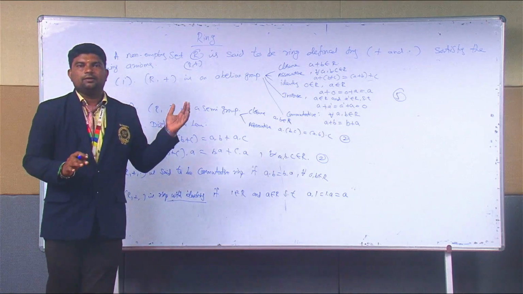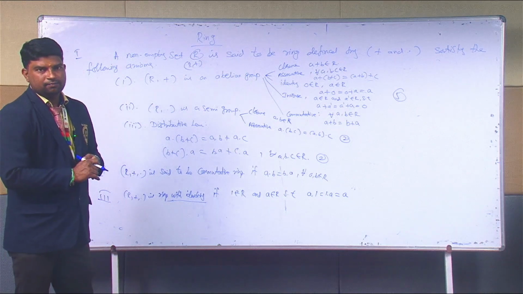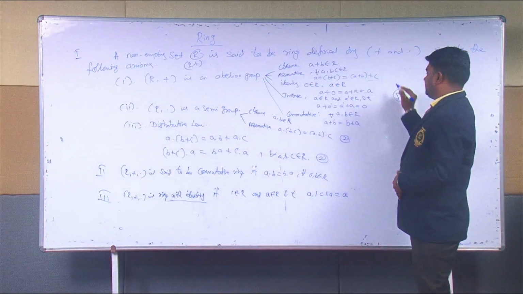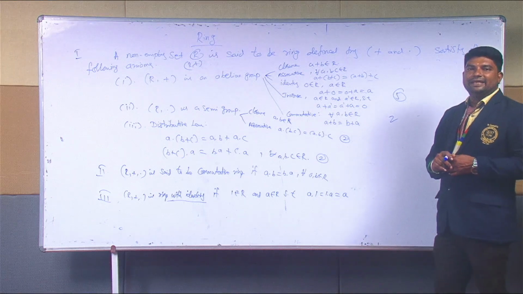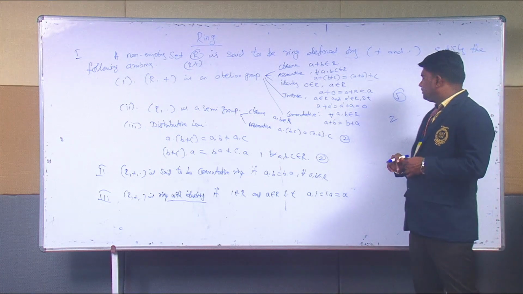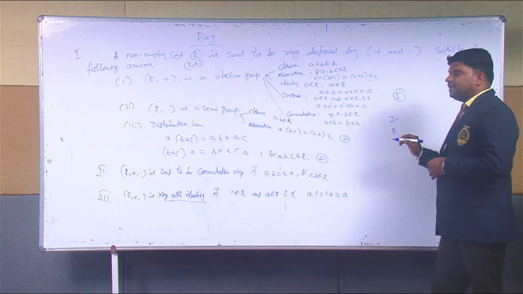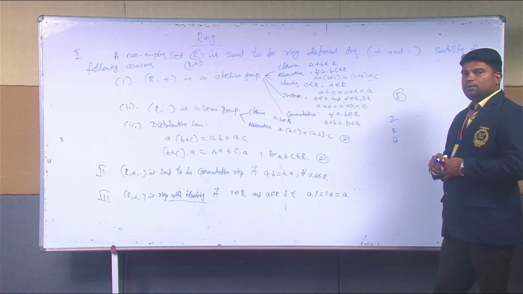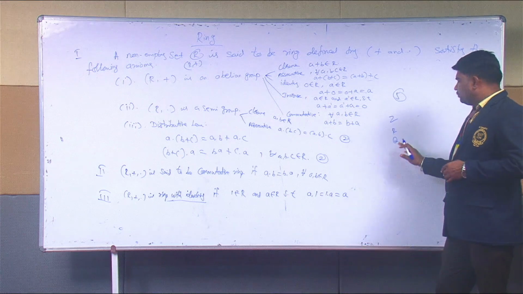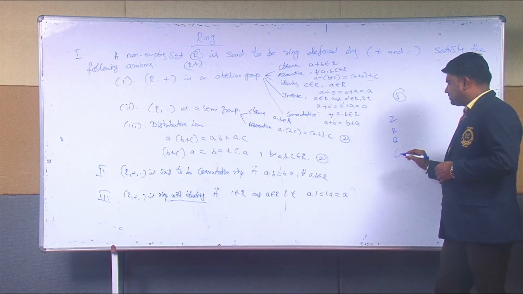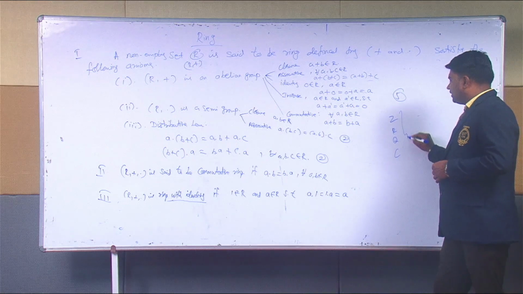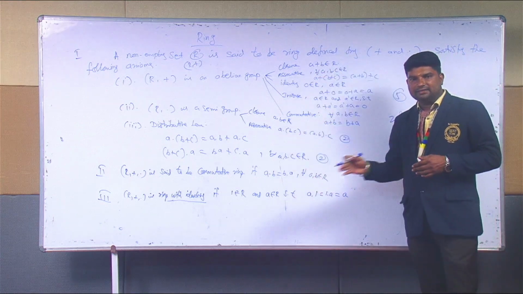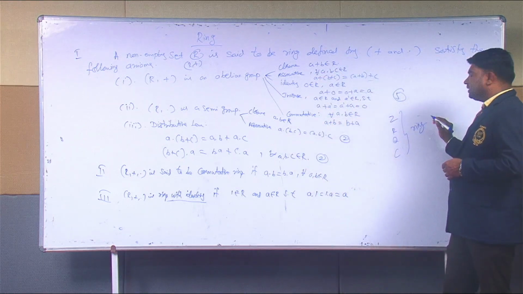Now let us look at some examples of rings. Some sets of numbers: Z is the integers, R is the real numbers, Q is the rational numbers, and C is the complex numbers. These are all rings, since they satisfy all the 9 axioms.